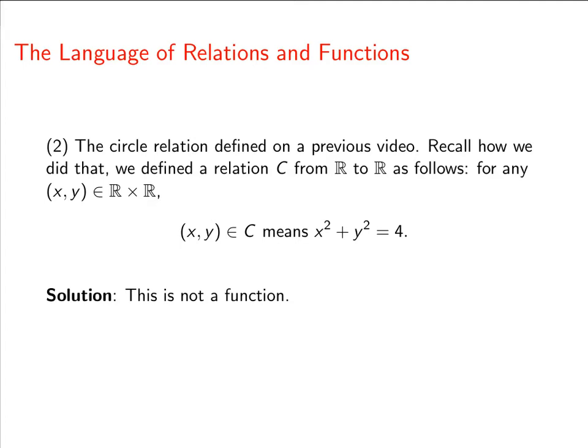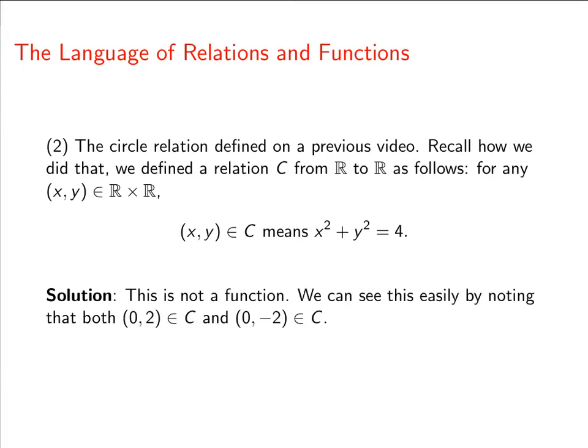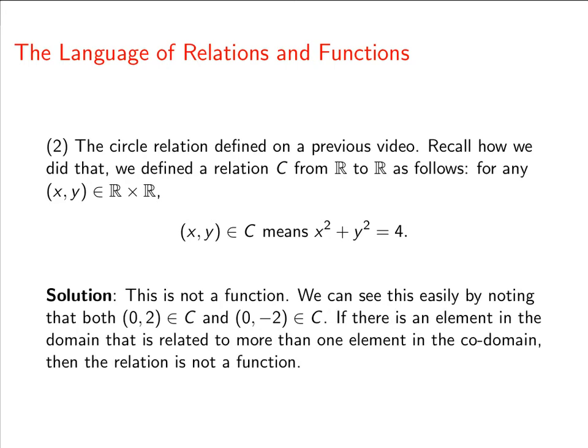Now, this is not a function. And the way we can see this is that 0 would have to get mapped both to 2 and -2. And we know that if there is an element in the domain that's related to more than one element in the codomain, then the relation is not a function. Now, in pre-calculus, you would have described this using the vertical line test, that if you draw the graph of this, it fails the vertical line test.